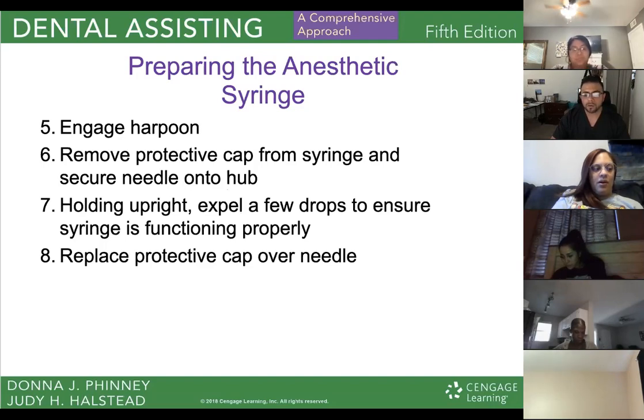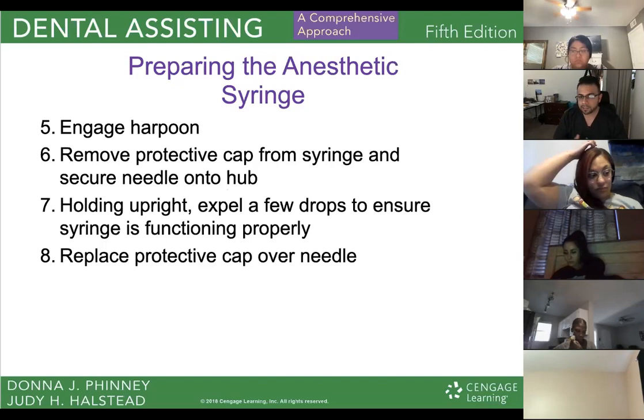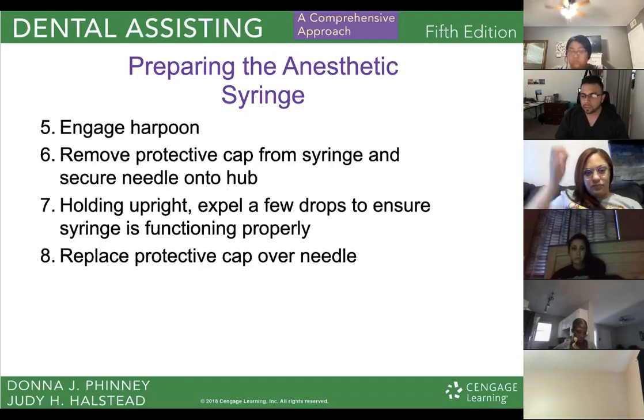And then holding the whole thing upright, so needle facing up, you want to expel a few drops just to make sure the syringe is functioning properly. Make sure you didn't accidentally bend the needle. You want to actually make sure that you get drops out. If no drops come out of the needle, it's probably because you bent the needle. And that happens sometimes. Just take the whole thing apart and start over again. Then replace the protective cap over the needle to make sure nobody sticks themselves.